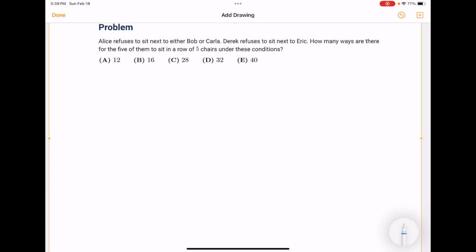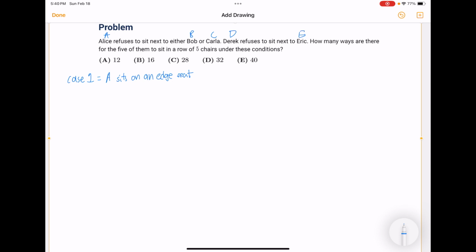Because this question is a little bit complicated, we will be separating it into 2 cases. Case 1 is when A, Alice, sits on an edge seat. Just for clarity, Alice will be A, Bob will be B, Carla is C, Derek is D, and Eric is E.